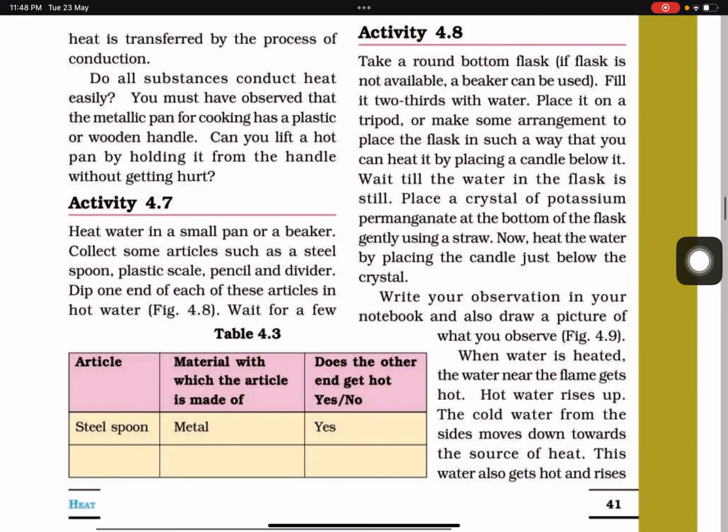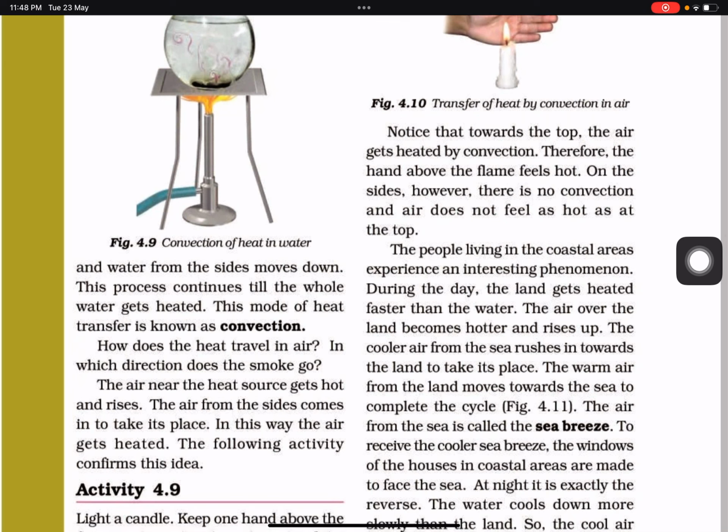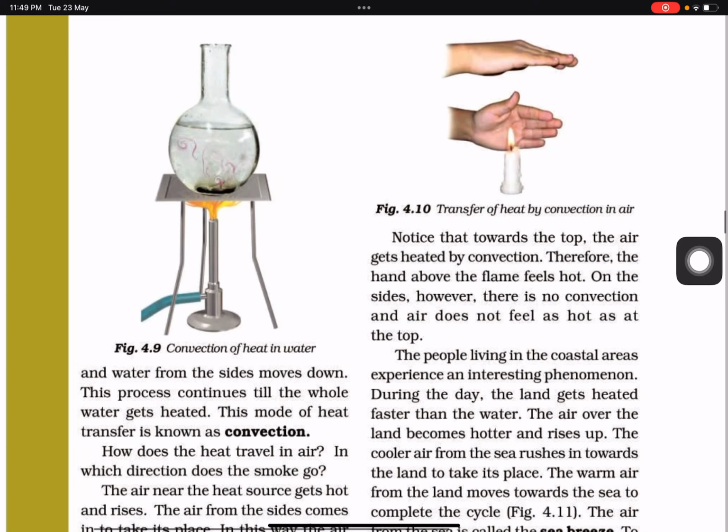If we go ahead, there is convection. Now what is convection? It is a mode of transfer of heat in liquid, where the liquid is heated by the movement of the liquid. Now there is an activity: boil some water in a container. What will you notice? The water at the bottom heats up and rises, and the cold water from the side comes down and heats up. This process is known as convection.